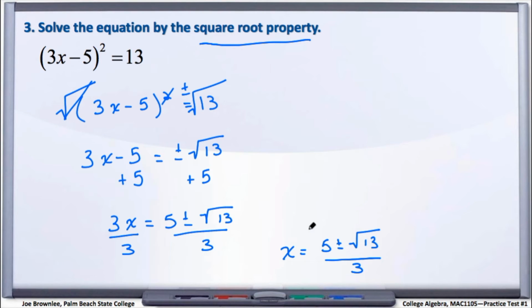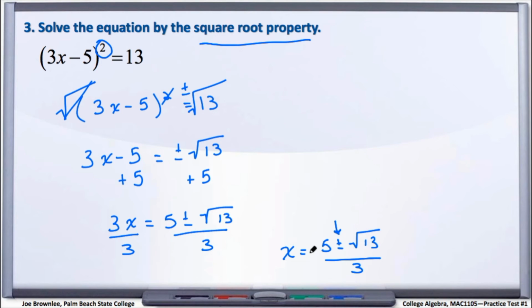Now, remember, this was a quadratic equation, right? And we would expect at most to have 2 solutions to our equation, and indeed we do. It may look like it's a single equation, but what we've done is we've compressed 2 solutions into one using this plus and minus notation.